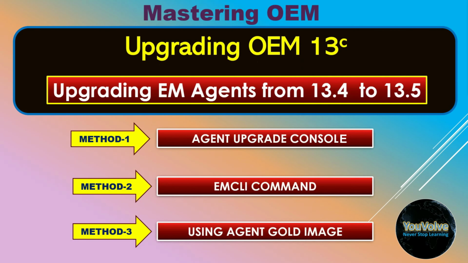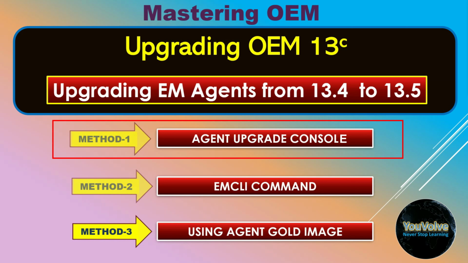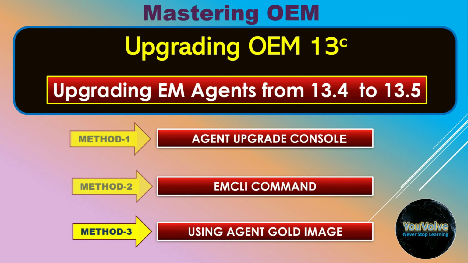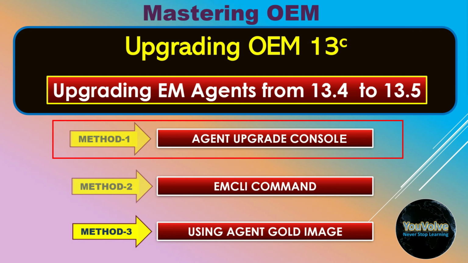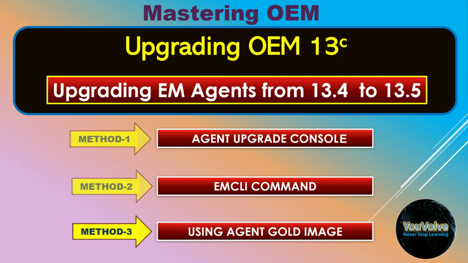There is more than one method of upgrading the agent. The first method is the agent upgrade console in the OEM console itself. The second method is the EMCLI command, that is the Enterprise Manager Command Line Interface command, and the third method is using Agent Gold Image. I will use the first method, which is simple and quick, but this will require a host named credential to be created and set as the preferred credential for the host on which we are upgrading the agent.